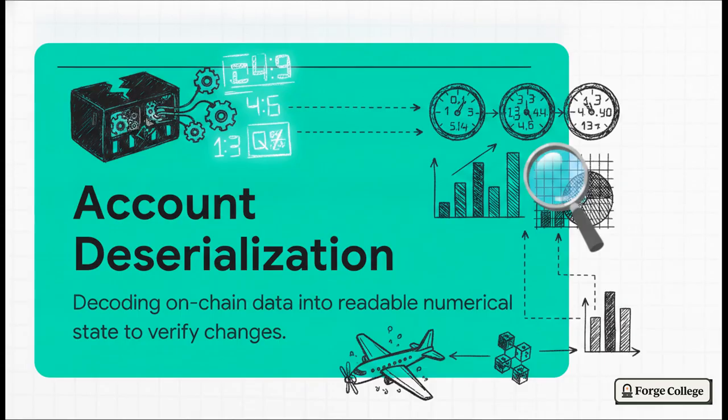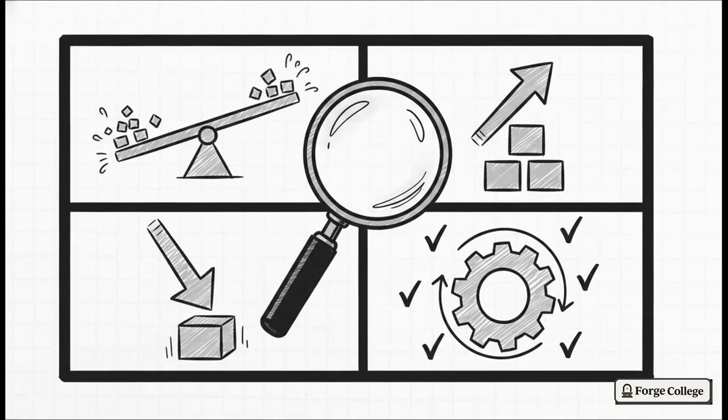We aren't just glancing at the top-level token balance. We're extracting the exact underlying numeric state to see precisely what happened upon impact. Let's run through the essential post-flight validation checks we need to observe in our JSON snapshots.